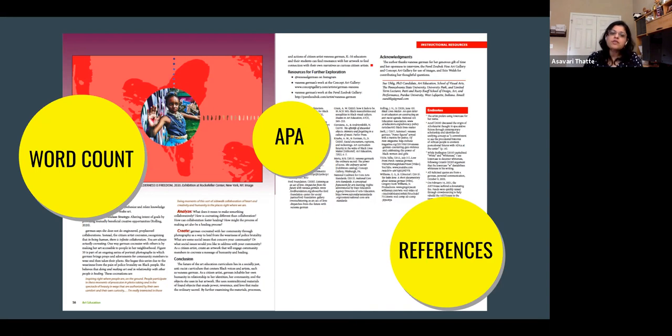The instructional resource needs to be formatted according to APA 7th edition. Please refer to the APA 7th edition manual to understand the details of APA. References have to be also formatted according to APA.